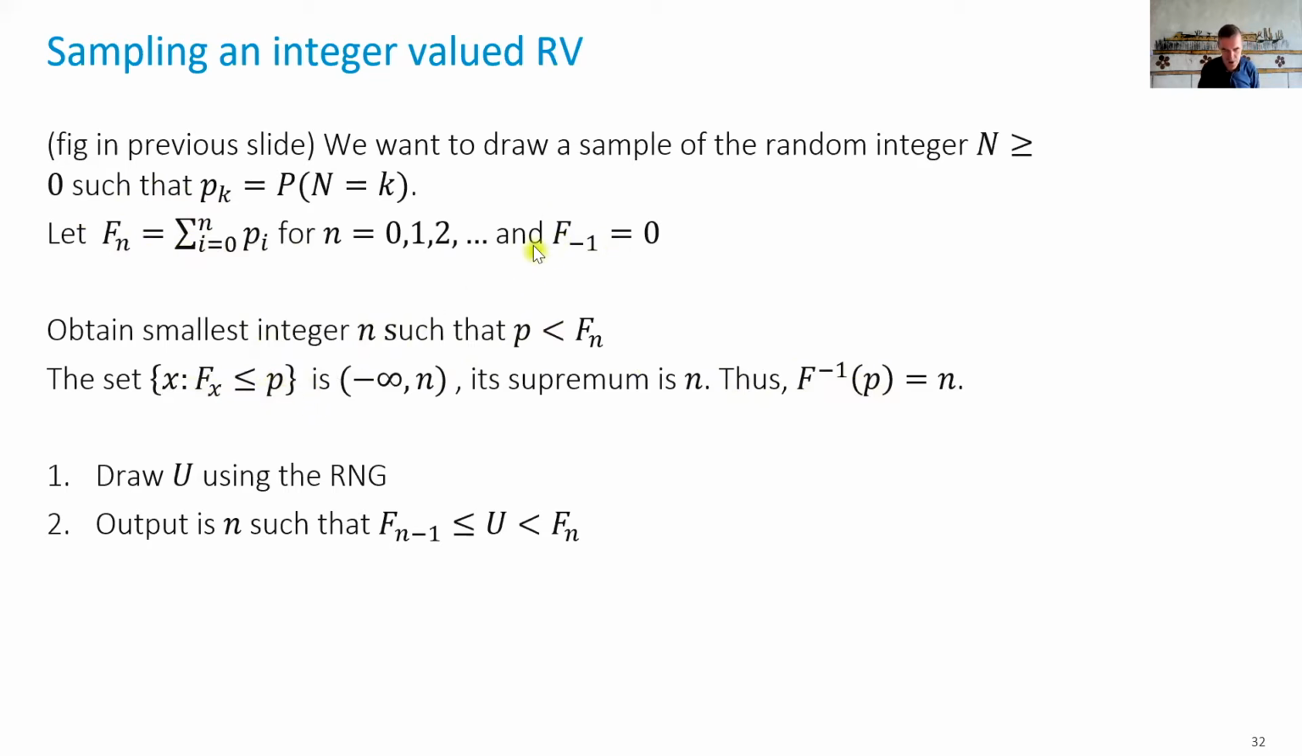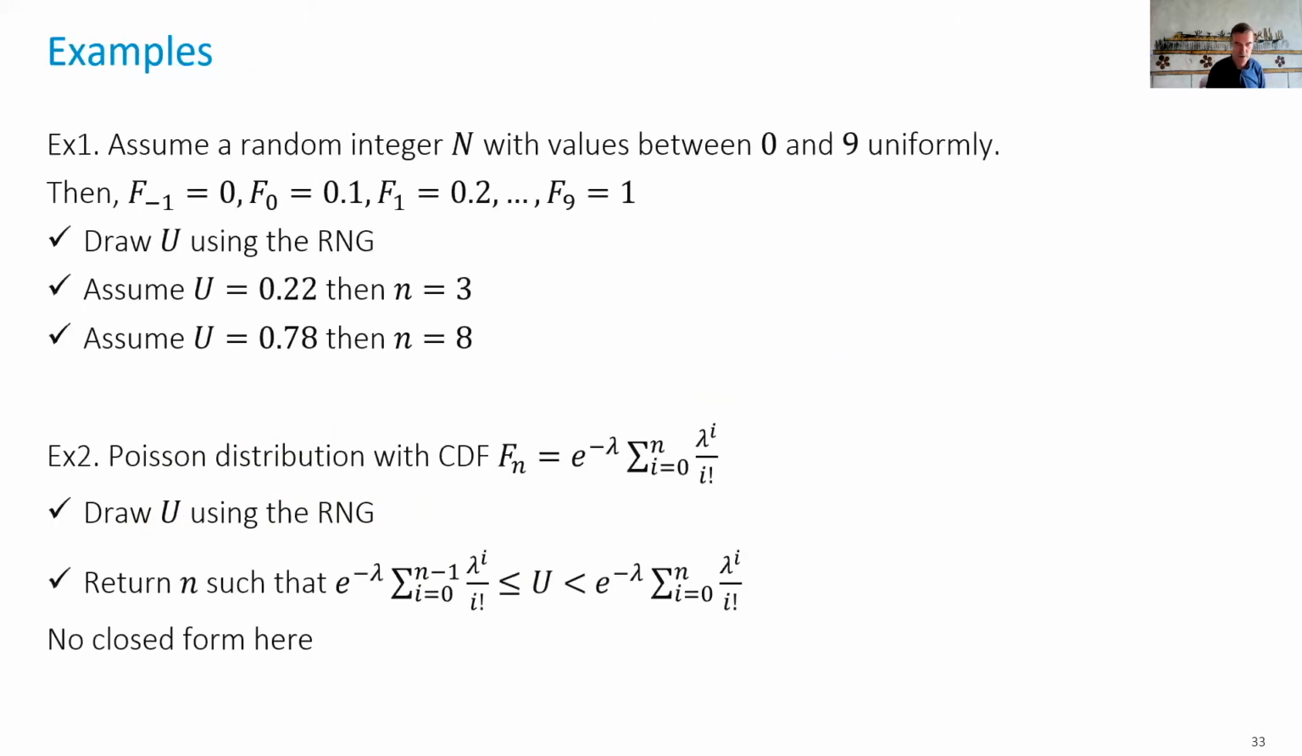Now, if F of n is sorted, then this is searching through a sorted array, which has a logarithmic complexity. So the problem becomes: draw u using the random number generator and find an output n that satisfies this, and you can convince yourself easily that this is equivalent to looking for the integer n that satisfies this constraint here. The integer n is then your random output.